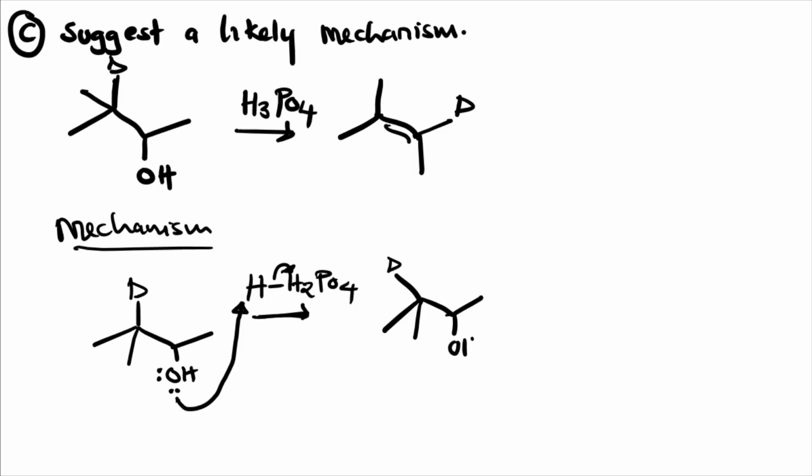So this one will be protonated because it would have gotten one hydrogen from here. So the oxygen is positive here. When the oxygen is positive, this will leave as water. Okay. So if that leaves as water, this will form a carbocation here because this group has left. It will form a carbocation.